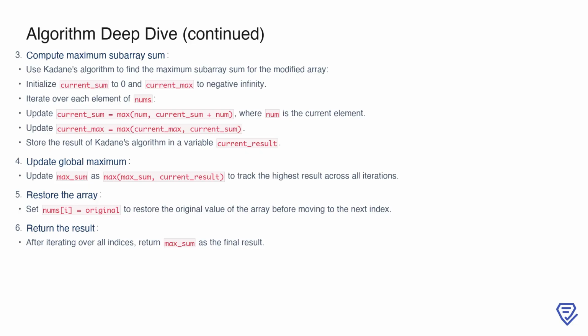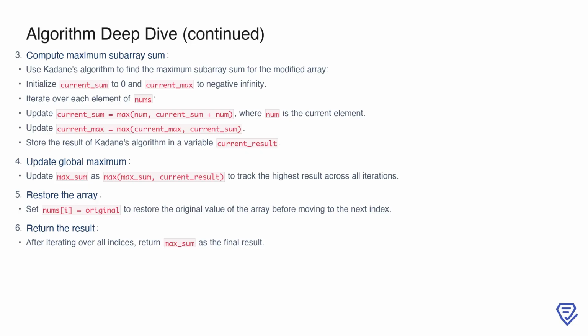Once the maximum subarray sum is computed for this configuration, we compare it with the global max_sum and update max_sum if the new result is higher. Finally, we restore the original value of the modified element before moving to the next index. Once all indices have been processed, the value in max_sum represents the maximum subarray sum achievable, and we return it as the result.